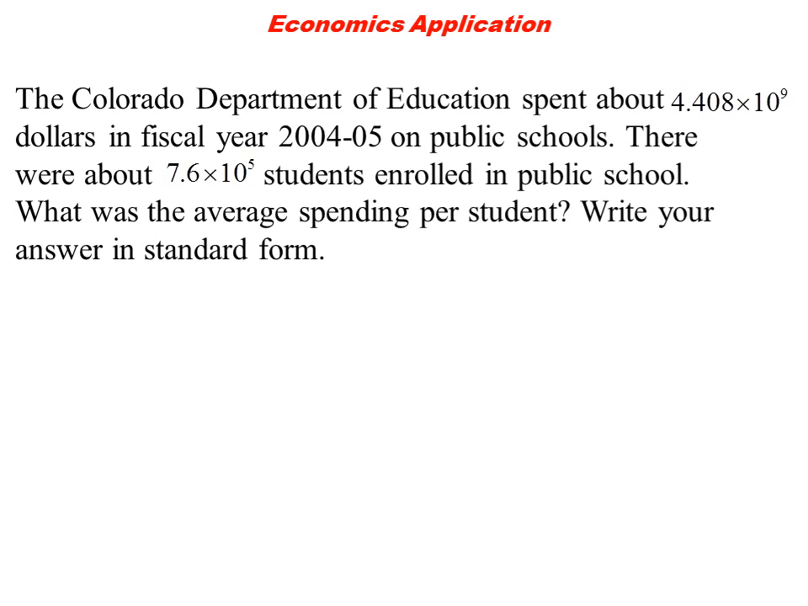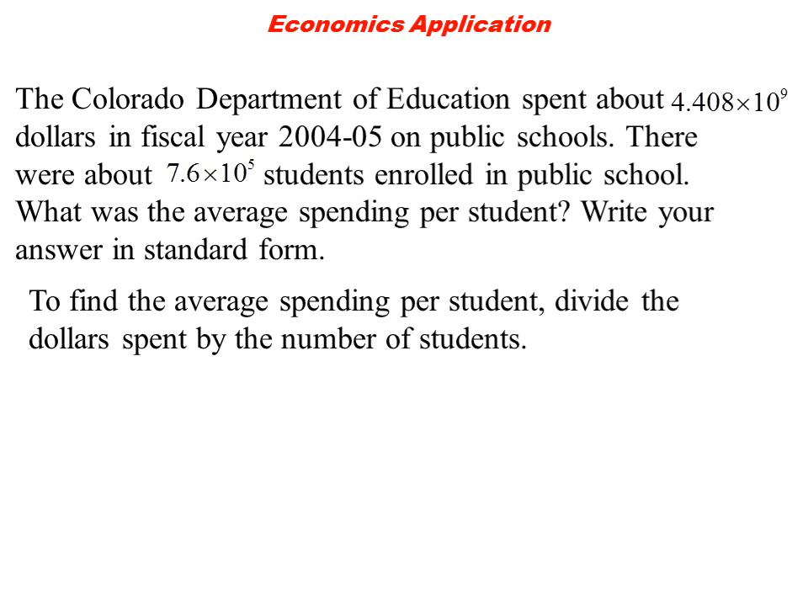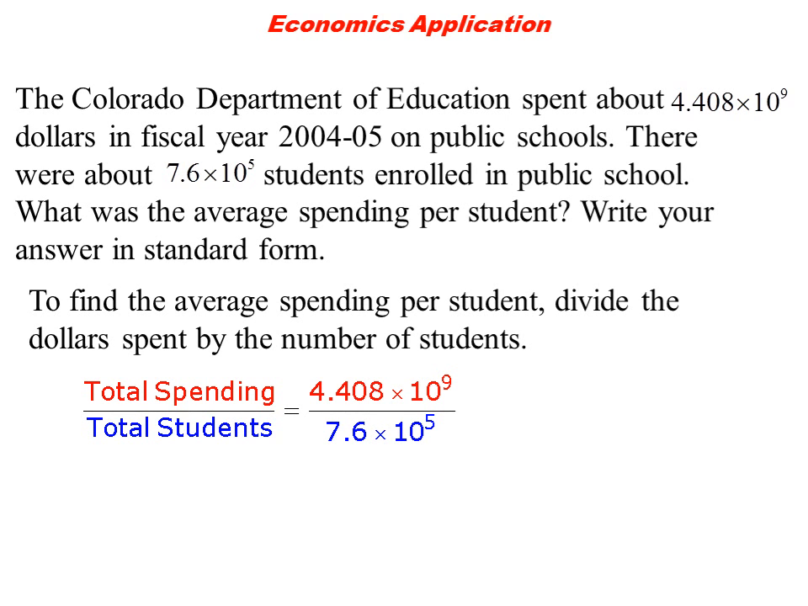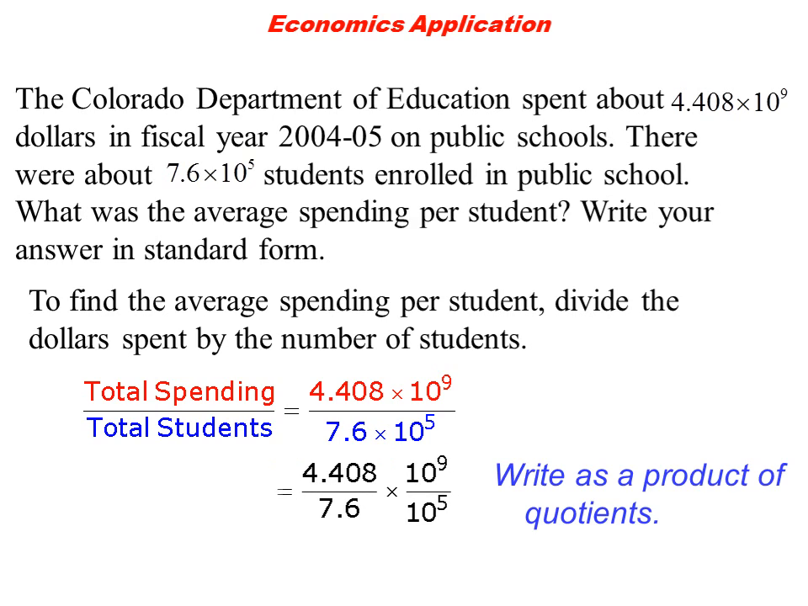So what we are going to do is divide the amount of money that they spent by the number of students. Okay, and here we go. So the total spending divided by total number of students. The red is the amount of money, and the bottom is the number of students. Now when we divide, remember the left side gets divided separately and the right side gets divided separately.